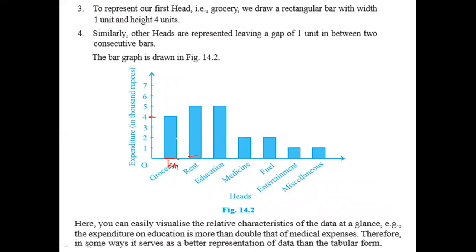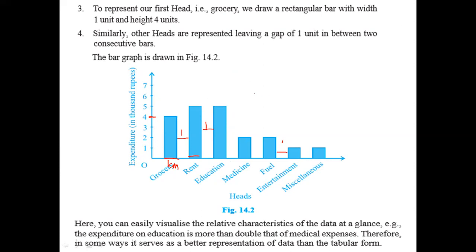Another thing, children, you should know that the distance between this and this, in case you're keeping 1 centimeter here, also the distance should be the same, that is 1 centimeter only. And the distance everywhere should be the same. Everywhere it should be 1, it should be uniform. So this way, if I represent the data, it looks very neat, and you can easily understand the data.